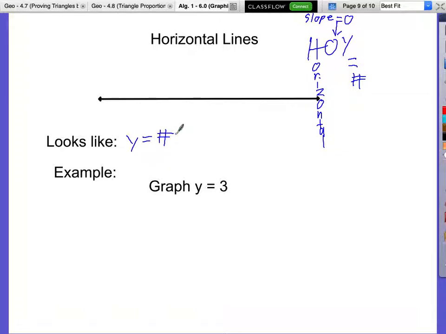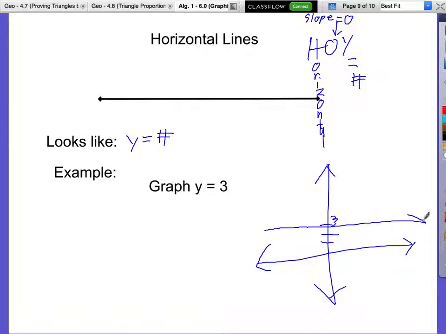So if y is equal to 3, it's going to be horizontal. And you go to where y is 3. We'll just pretend that's where y is 3. And you make a horizontal line. You guys remember that? Yes. Done it before.